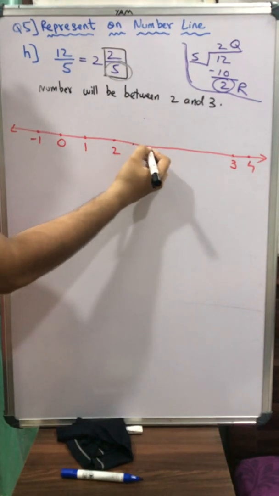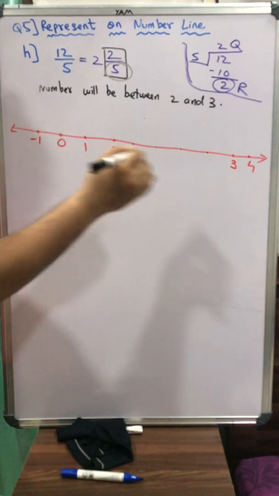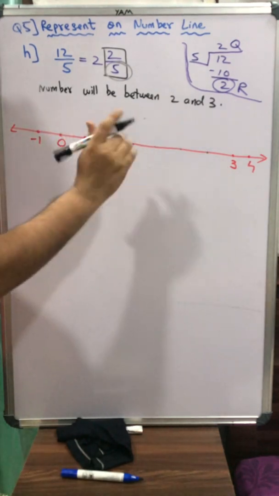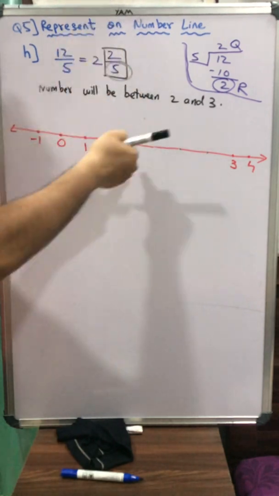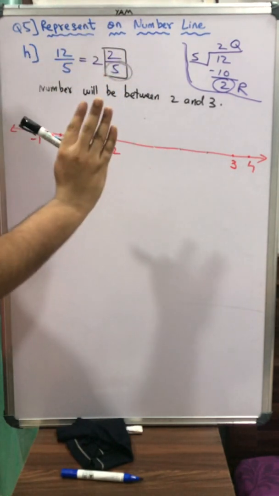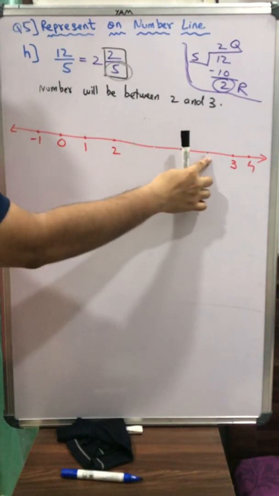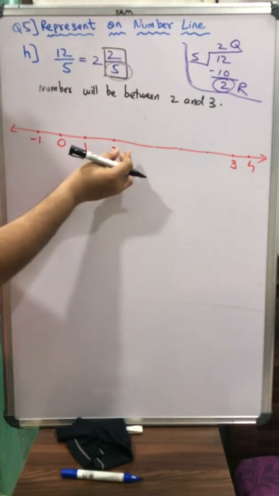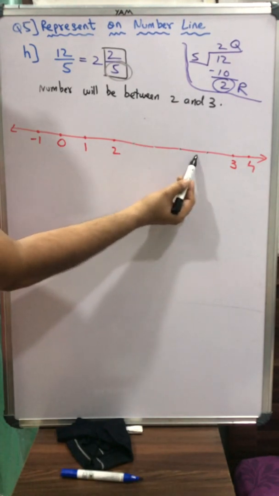So 1, 2, 3, 4. Randomly. No need for measuring with a scale. Nothing. 1, 2, 3, 4. I have cut this in 4 parts. I have cut 4 times. First time I cut, second time, third time, fourth time. Because I cut 4 times, I have 5 equal parts. See this. Let's count. 1, 2, 3, 4, 5.